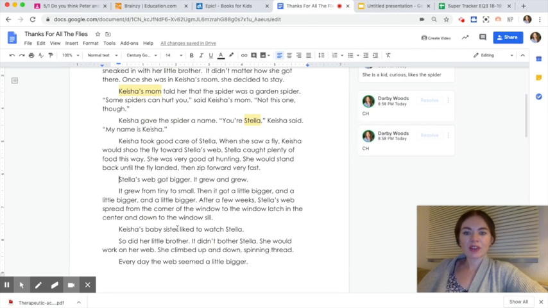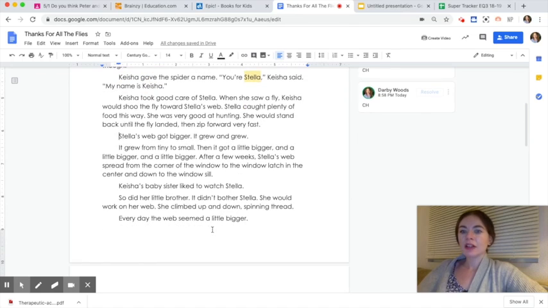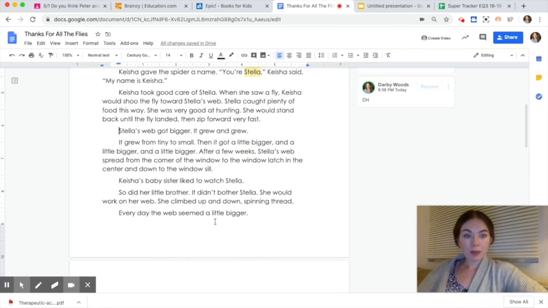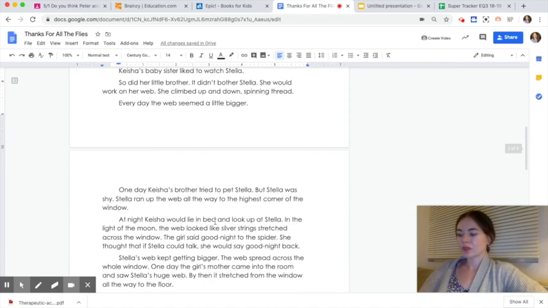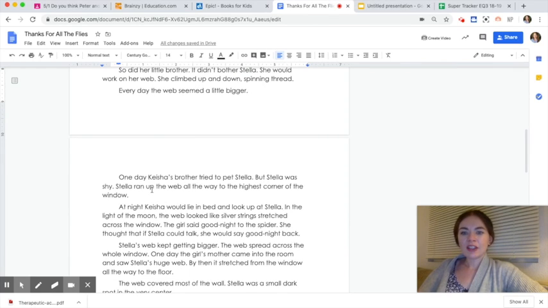Keisha's baby sister liked to watch Stella. So did her little brother. It didn't bother Stella. She would work on her web. She climbed up and down, spinning thread. Every day the web seemed a little bit bigger. One day, Keisha's brother tried to pet Stella, but Stella was shy. Stella ran up the web all the way to the highest corner of the window.